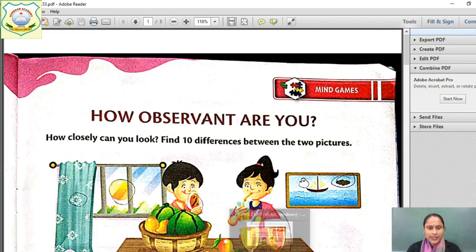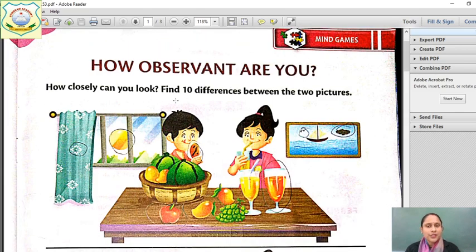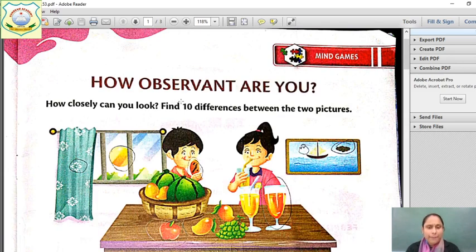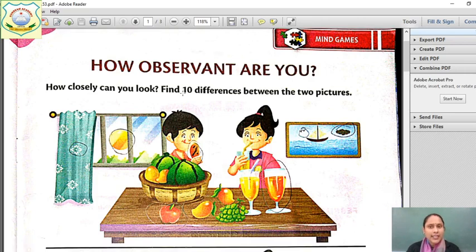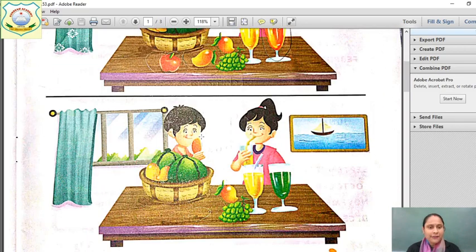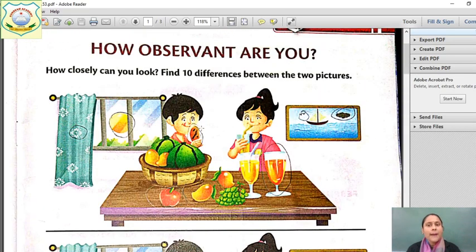So children, you can see on your screen there is a page. How observant are you? It is on page number 55. Okay. So take out your page number 55. Here it is given how observant are you. Here we have given two pictures and we have to mark the difference in both the pictures. दोनों pictures में जो भी difference हमको दिखेगा we have to circle it.